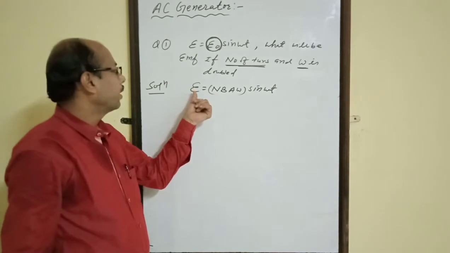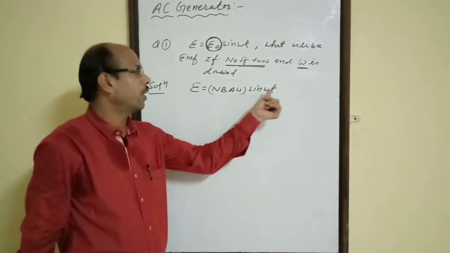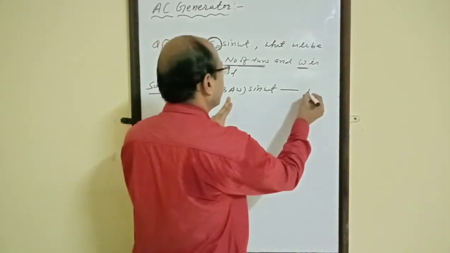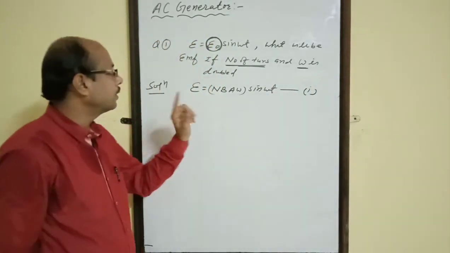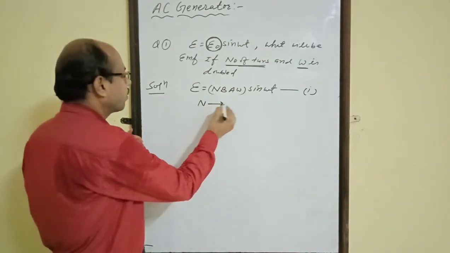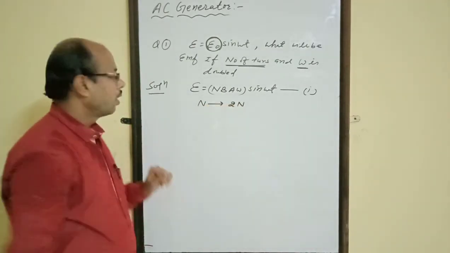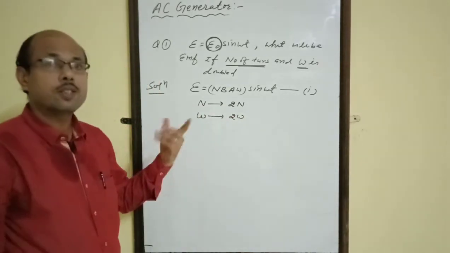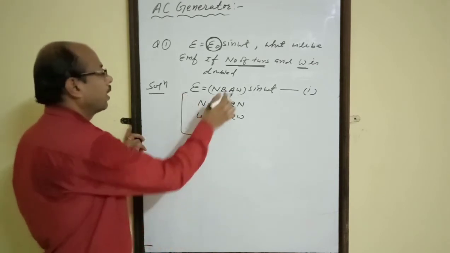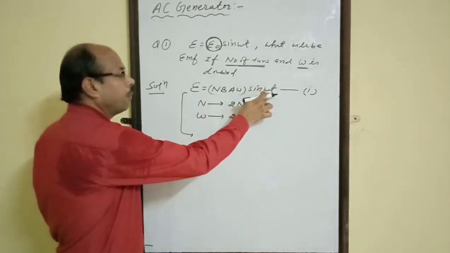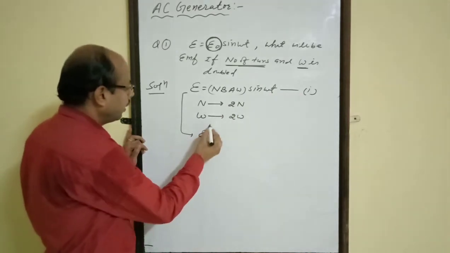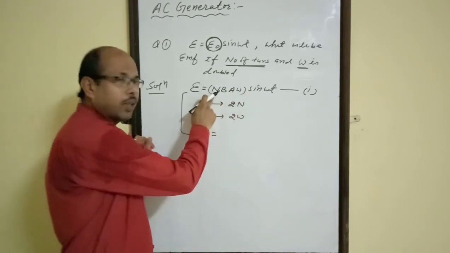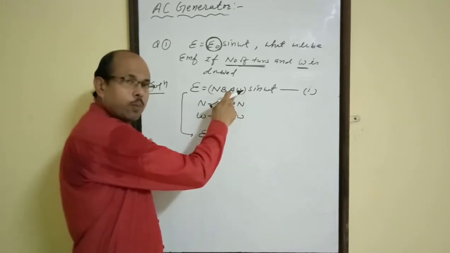Just we have seen that E equals NBA omega sine omega t. It means this is our initial EMF. According to the question, this is the initial EMF. Now what changes we have made? Number of turns become double. Frequency also become double. Then what will be the changes? First changes in the peak value and second changes will be here. Therefore, we can write E dash equals NBA omega. This N become double. This omega also become double.